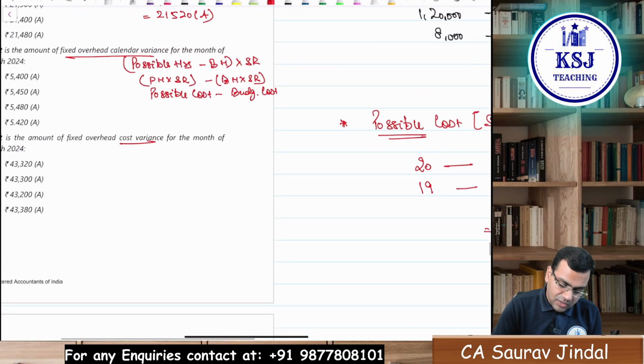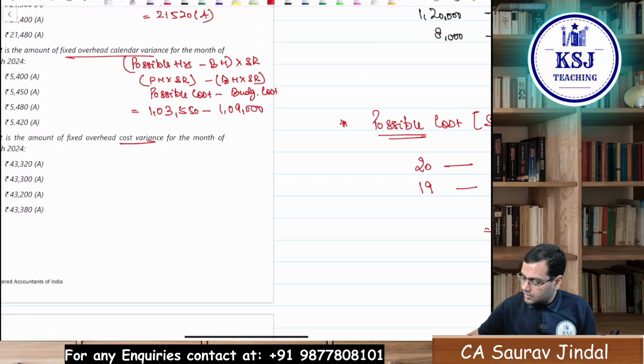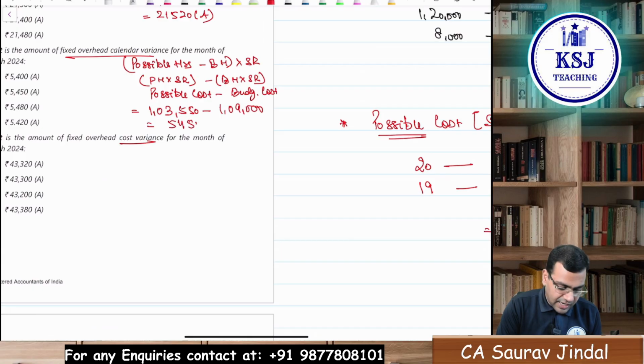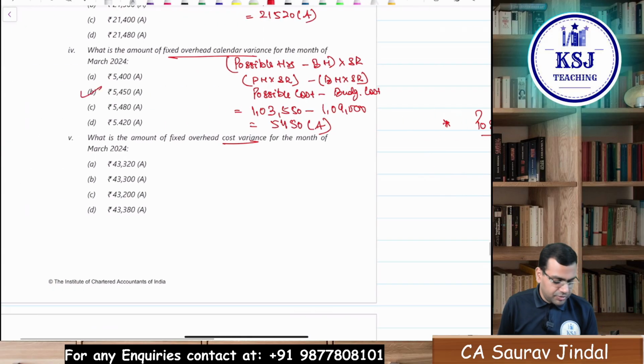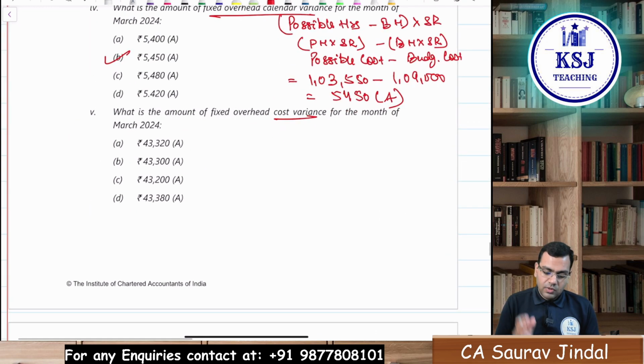Now can we calculate? Yes sir, possible cost is 1,03,550. What is your budgeted cost? Budgeted cost is 1,09,000. So 1,03,550 minus 1,09,000 comes to 5,450 adverse. That means option B. Clear with this?